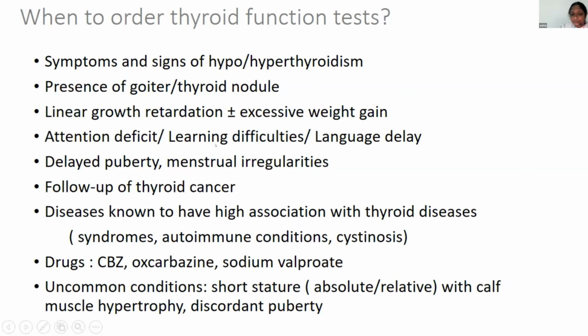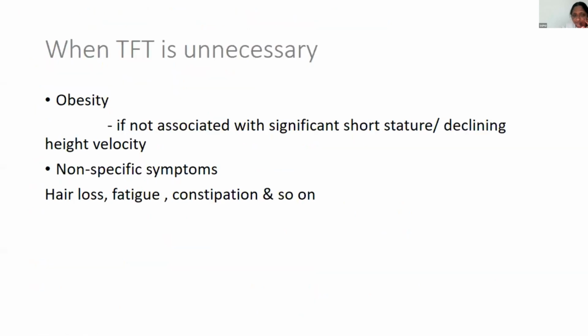So we need to actually do a whole thyroid profile. Delayed puberty, of course, follow-up of thyroid malignancies, and when there's a high association with thyroid disease. In our center, we have high association. We've seen a lot of children with sodium valproate, not just subclinical hypothyroidism, also those needing treatment, as well as oxcarbazepine and carbamazepine. And we know that we heard about this testicular enlargement. So when there's a discordant puberty, even yesterday we were discussing about this, when there's an absolute or relative short stature with a discordant puberty, we need to consider ordering thyroid function test.